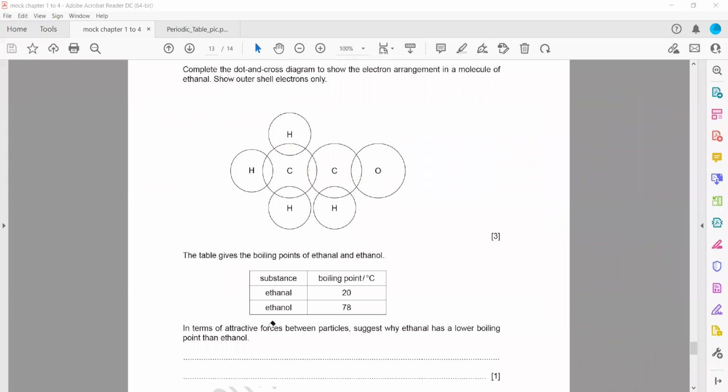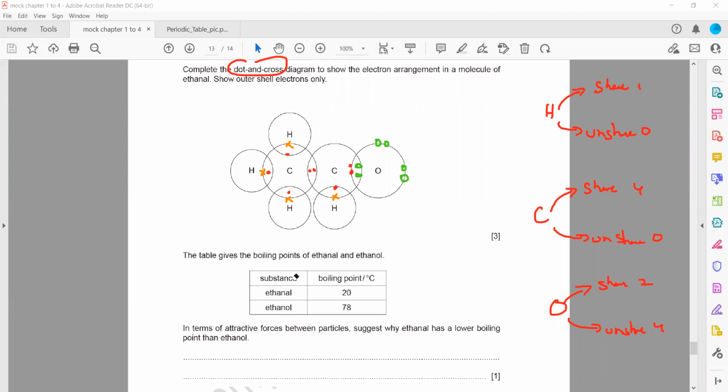The next part: in terms of attractive force between the particles, suggest why ethanol has a low boiling point. When a substance has a low boiling point or low melting point, it means it has a weak force of attraction between the molecules. So why does it have a low boiling point? Because it has a weak attraction between molecules.